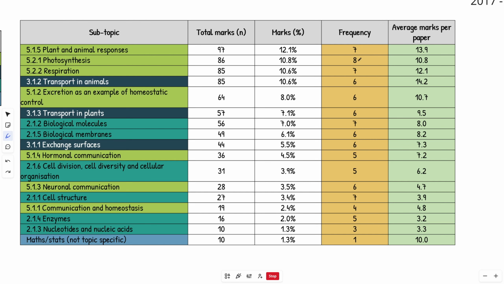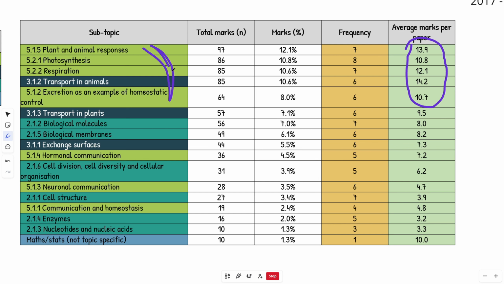Okay, so does that mean it may miss a year this year? Yeah, for sure. It can miss a year this year, and maybe they'll bump a different one up. So maybe they'll bump respiration up this year in preference to photosynthesis. I don't know. We'll look at the trends in a bit. Okay, and then we've got the average marks per paper. This just tells you when that subtopic did come up, how many marks was it worth on average. So all of the highest ones you see here, right, the top 4, top 5, they received the highest marks on average when they did come up.